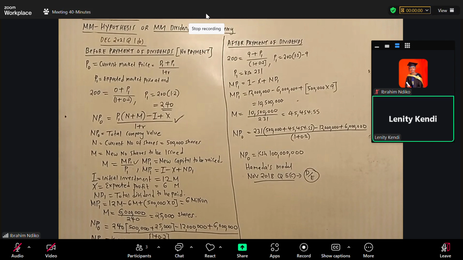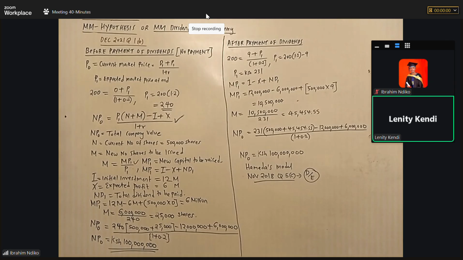Let me ask one. We said ND1 is the total dividend to be paid. Now I have seen we take the number of shares and multiply by dividend per share. Because that is how you know the total dividend to be paid. You pay dividend from the shares. Oh, from the shares? Yes, okay.